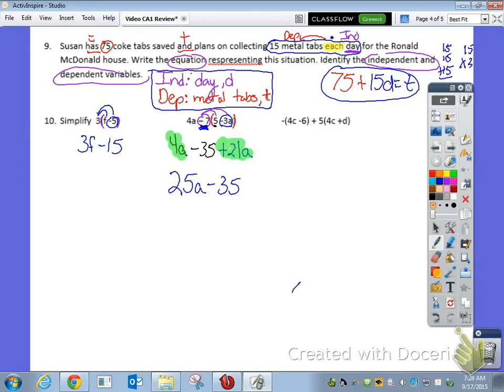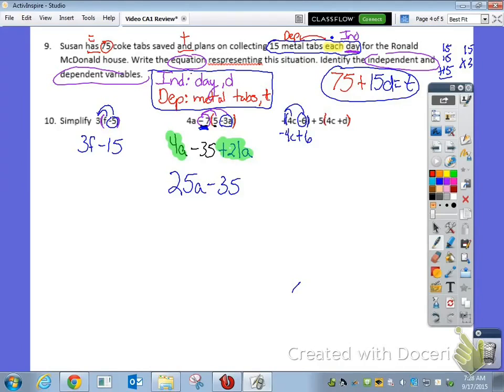On the next one, I have parentheses in the front, and I also have parentheses in the back. So since I have parentheses in both of them, I'm going to do the first one first. That's like having a negative 1. So negative 1 times 4c is negative 4c. Negative 1 times, this is a negative 6, which is a positive 6.